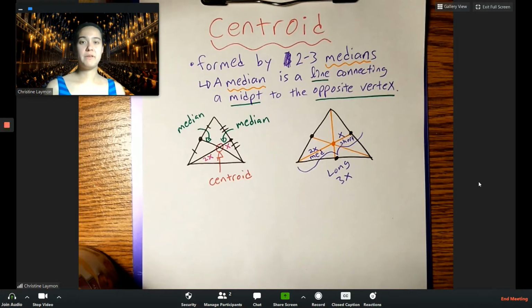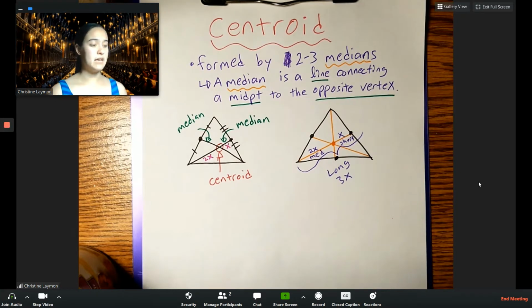So what we have here is something from chapter 6. This was the centroid. A centroid is formed by 2 to 3 medians, and a median is a line connecting a midpoint to the opposite vertex. I've got 2 pictures here. This first one has it labeled so you can see what it means to have a median.